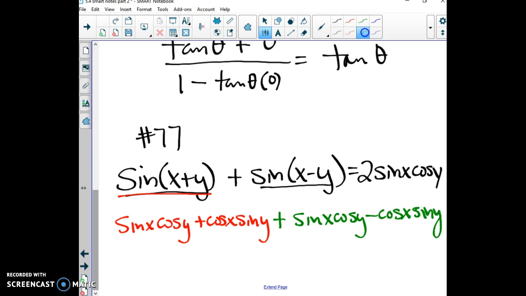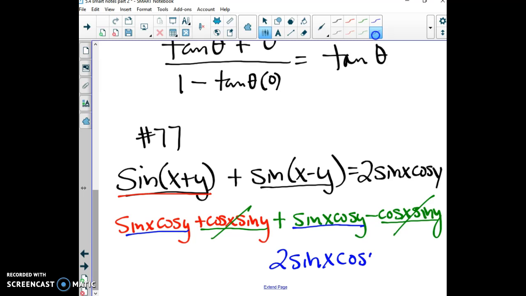Then we look for like terms. I can see a cosine x sine y and a minus cosine x sine y. See those guys cancel, and I can see sine x cosine y plus sine x cosine y, giving us what we set out to prove. The whole thing is equal to 2 sine x cosine y. And that's problem 77.